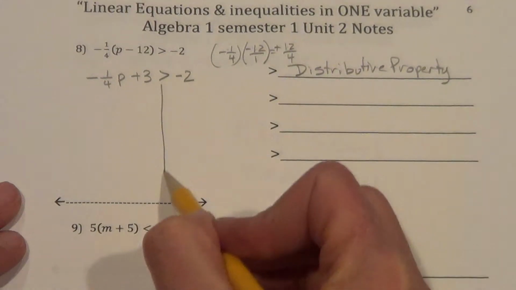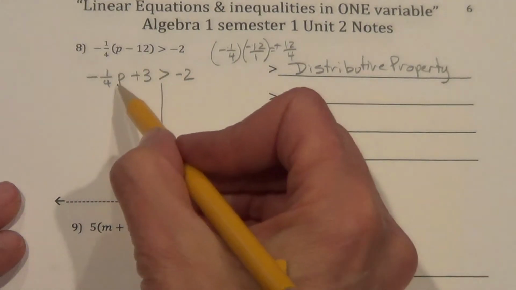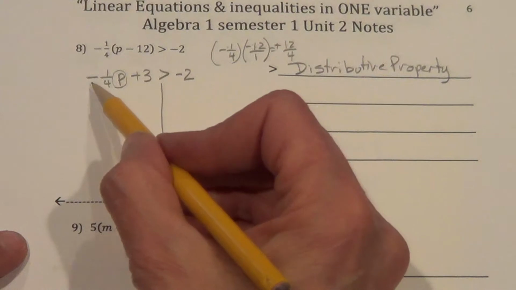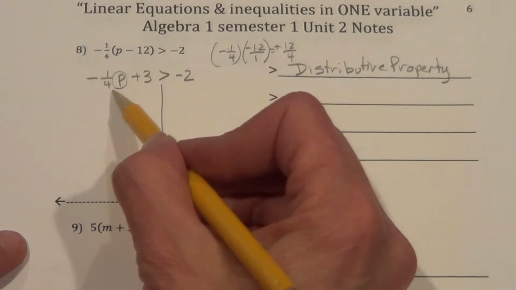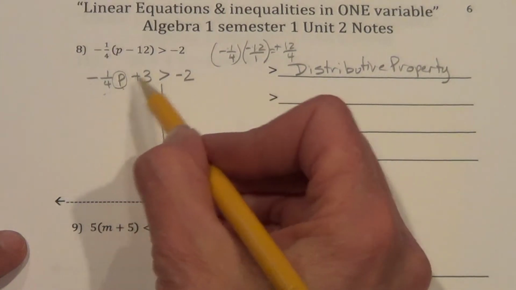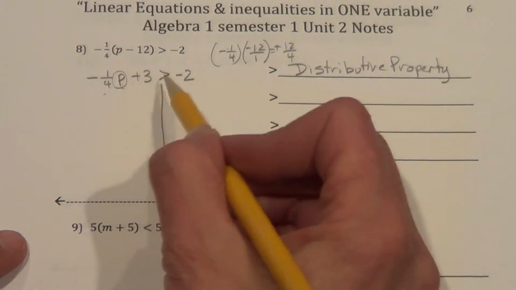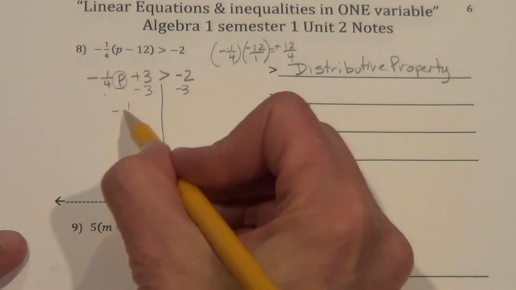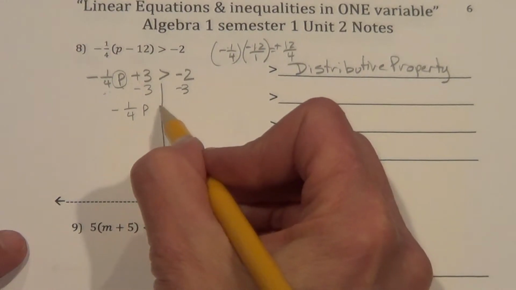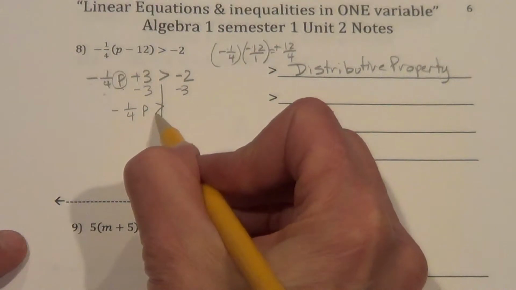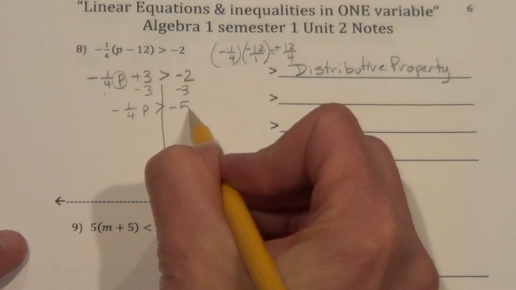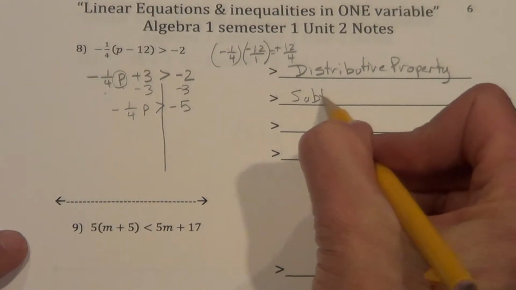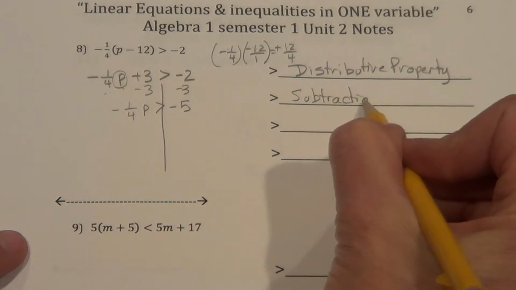Now we draw the line. We've got the creepy dude on one side, trying to get him alone. We look to add or subtract first. We would not add 1/4 because 1/4 is being multiplied. It's sitting right next to it. But the 3 is being added to the p, so we subtract 3. We get negative 1/4 p is greater than negative 5. Now, that was the subtraction property of inequality.